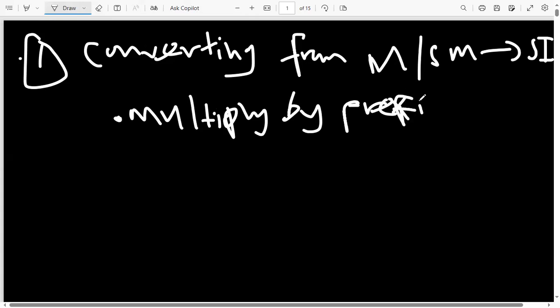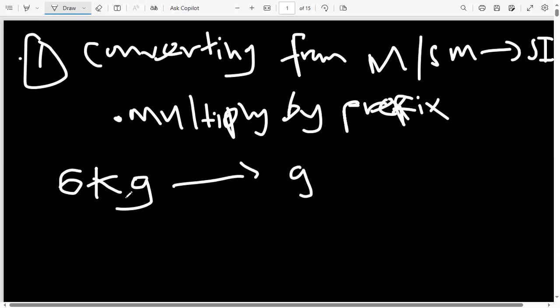Okay, multiply by the prefix. So for example, in this first situation, if I have 6 kilograms and I want to convert it to grams, we can see that this is a multiple because it has a kilo in front. So what am I supposed to do? The rule is multiply by the prefix.